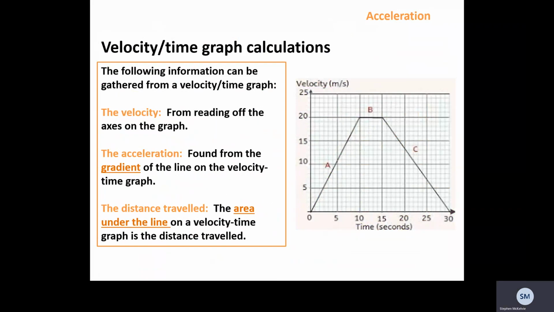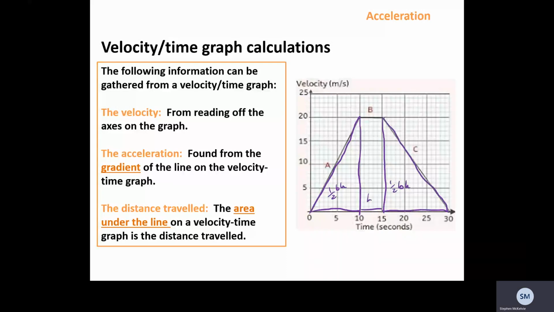Now, if I want to find the distance traveled, I just have to find the area under the line. I don't need to know why, I just need to know how to do it. So this is my line. I need to find the area of this section. To do that, I'm going to use 1/2 the base times the height, because it's a triangle. I can find the area of this, 1/2 the base times the height, because it's a triangle. The shape here.